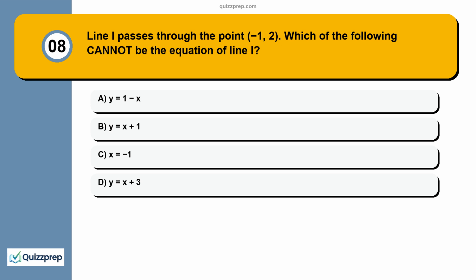Question 8. Line L passes through the point (1, 2). Which of the following cannot be the equation of line L? y equals 1x, y equals x plus 1, x equals 1, y equals x plus 3.